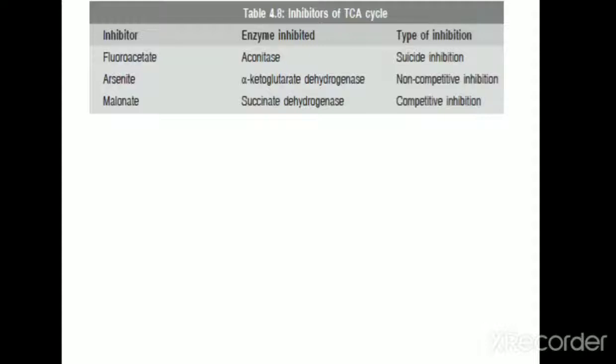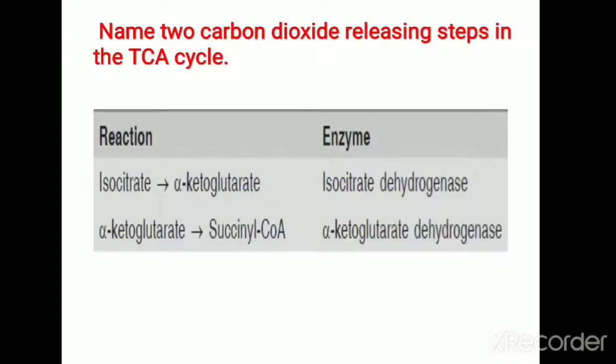And malonate inhibits succinate dehydrogenase enzyme. It is an example of competitive type of enzyme inhibition. So these are the inhibitors of TCA cycle. And it's a 1 mark question.